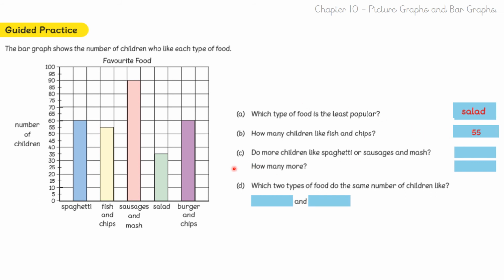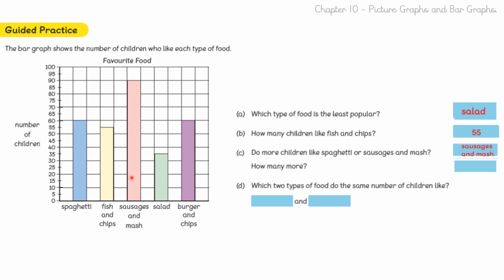C. Do more children like spaghetti or sausages and mash? So we got spaghetti is the blue bar here, and we can see that 60 children like spaghetti, and sausages and mash is the red line here, and 90 children like sausages and mash. So do more children like spaghetti or sausages and mash? That's it. Sausages and mash. We can see that it is the longest bar as well.